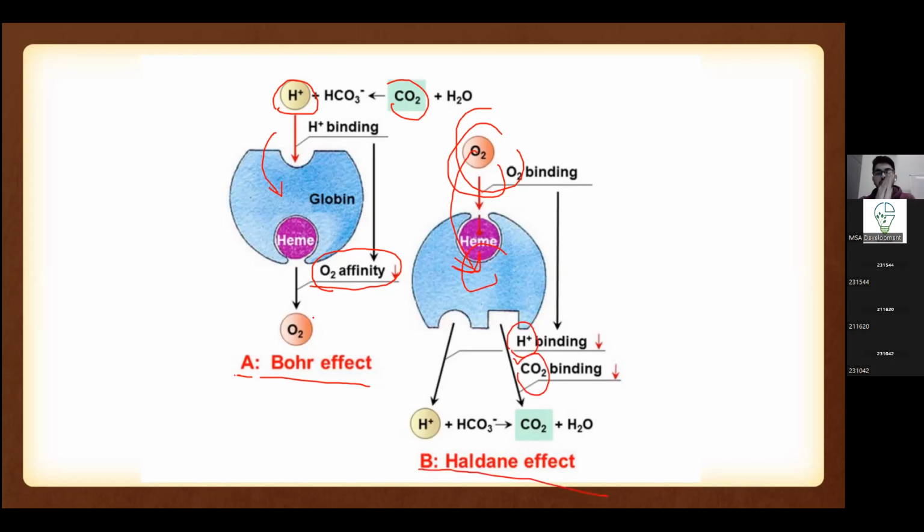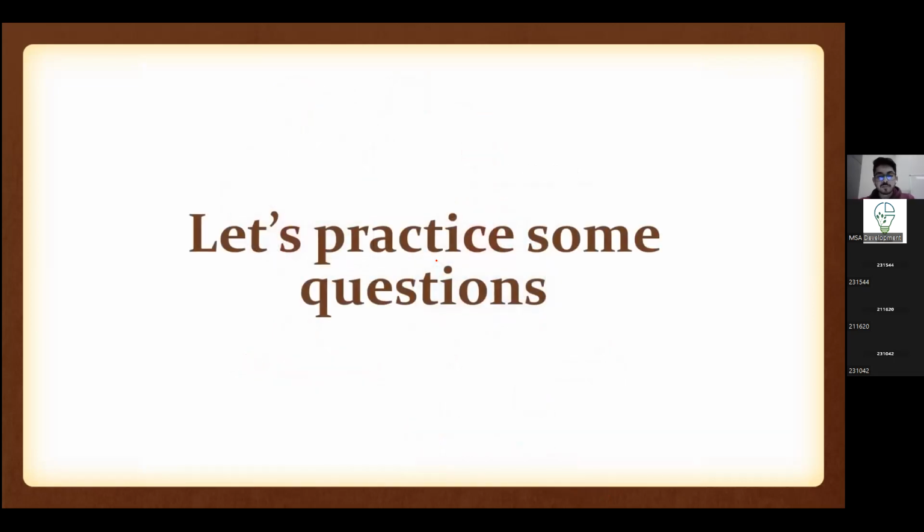So what are the two factors that affect the CO2 binding curve? These are two. The first one is H plus, and the second one is O2. H plus is going to convert bicarbonate to CO2 that's going to escape, and O2 is going to decrease the affinity of hemoglobin, or decrease the binding of CO2 and H plus to the hemoglobin. Do you have any questions before we practice some questions?